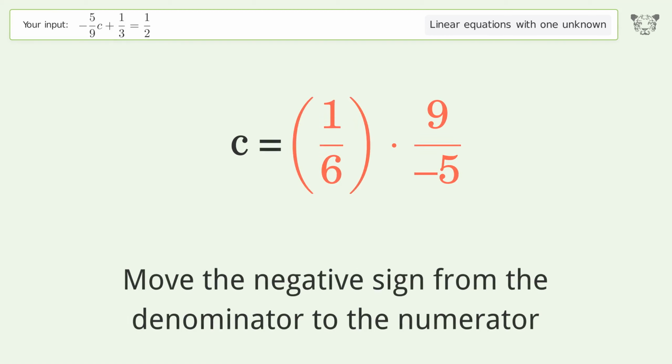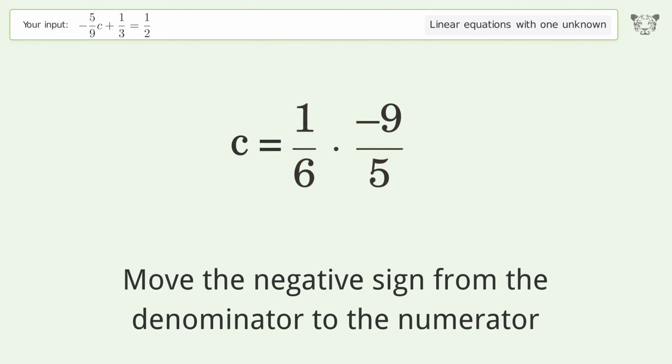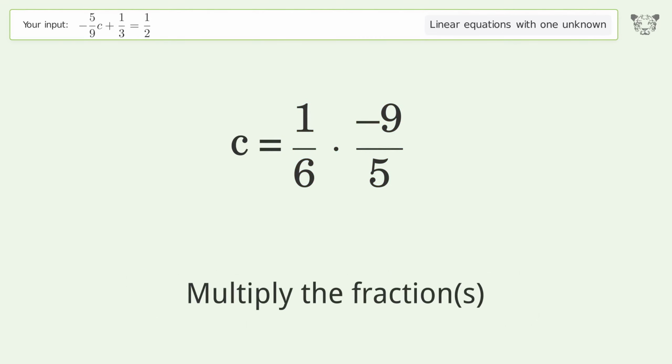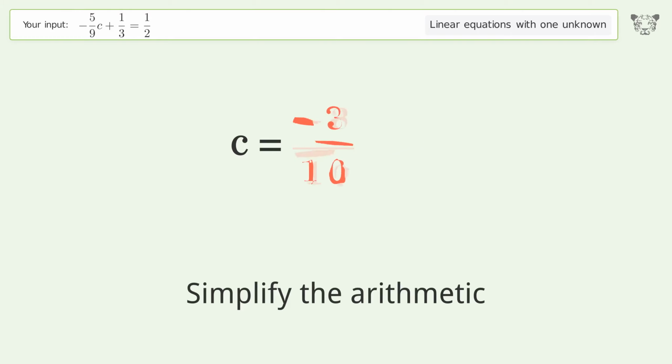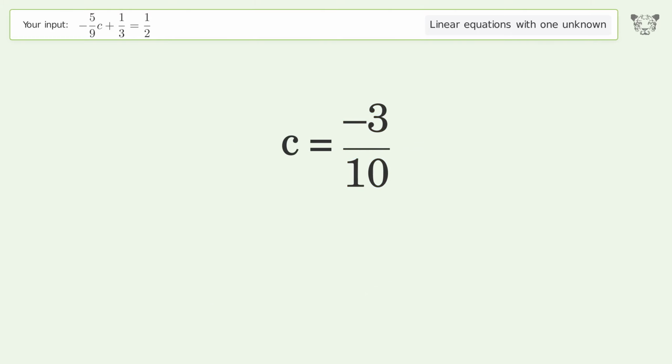Move the negative sign from the denominator to the numerator. Multiply the fractions. Simplify the arithmetic. And so the final result is c equals -3/10.